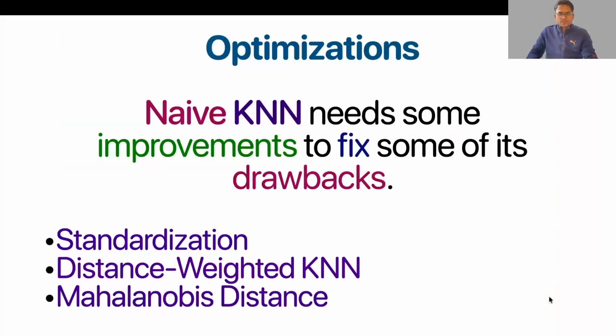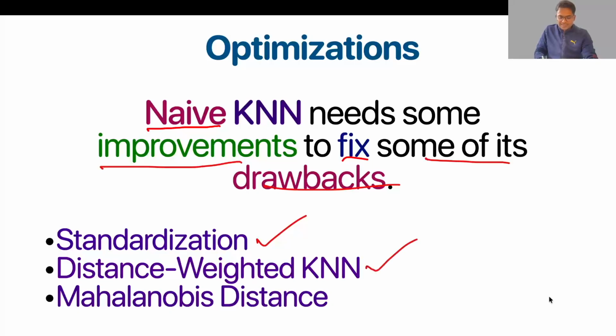Let's continue. So optimizations. The naive KNN, or the brute force KNN, needs some improvements to fix some of its drawbacks. So what are the drawbacks? The data needs to be standardized, and then distance weighting: if the neighbors are too close or too far, what the impact should be adjusted for that.